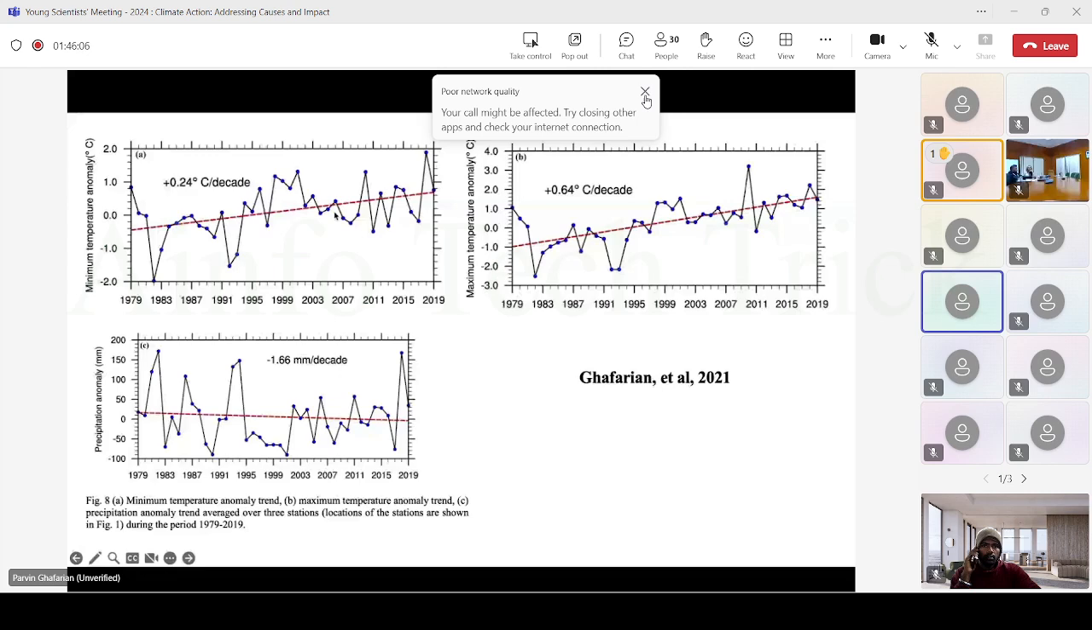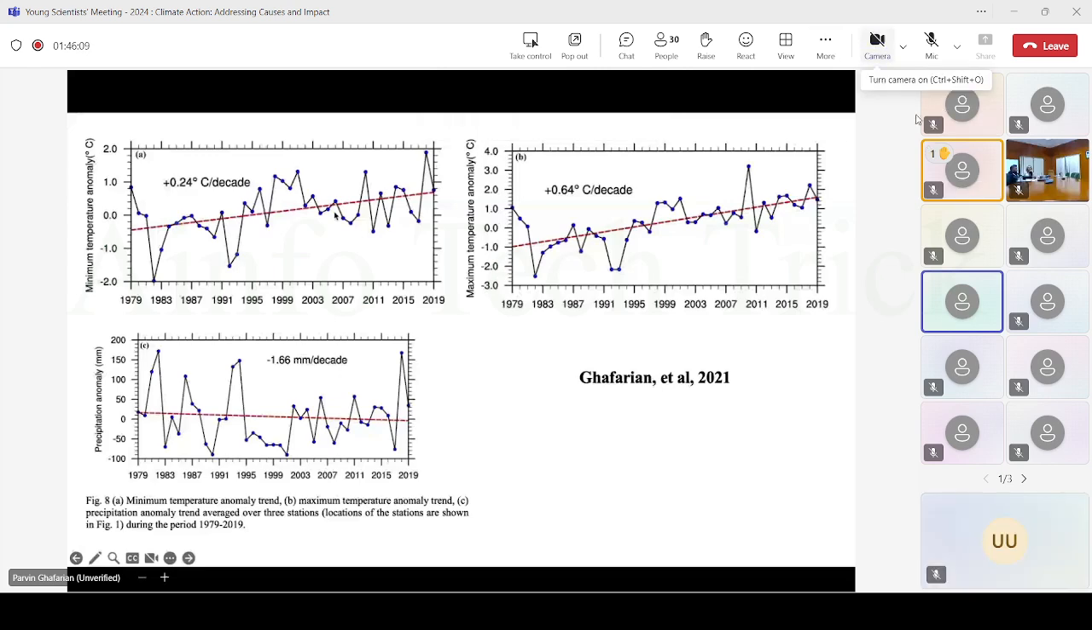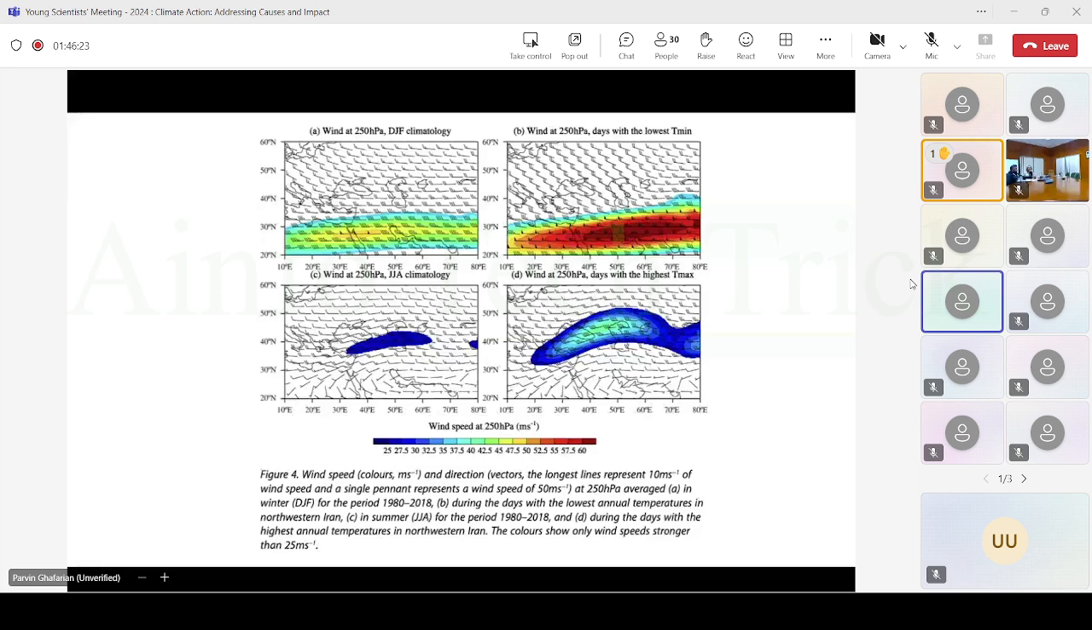This shows the wind pattern on days with the coldest temperature in northwestern Iran. And this shows the wind pattern on days with the hottest temperature in northwestern Iran. The jet stream is generally stronger and more prominent in winter than in summer. The jet stream seems to shift northward and intensify during cold extremes, as you can see in this figure. And by studying the behavior of the jet stream, scientists can potentially improve forecasts of heat waves and cold spells.